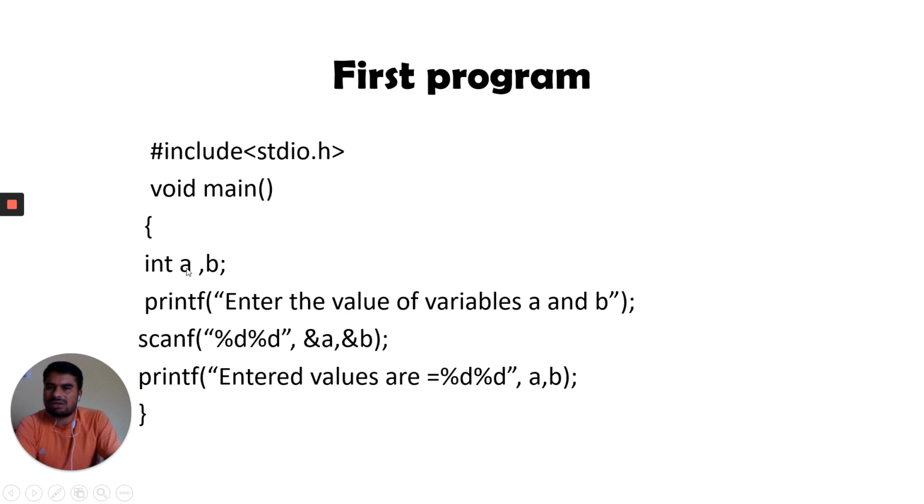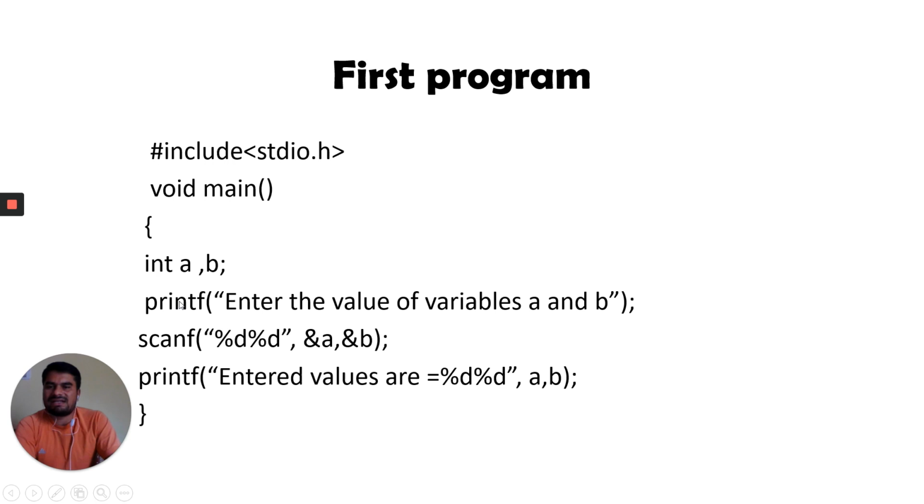This is called the declaration section. int a, b means I'm going to store two values. As soon as we declare int a, b, the space will be reserved. The size of a is 2 bytes and the size of b is 2 bytes. Totally 4 bytes of space will be allocated and reserved in the memory. So now printf, this is for our reference.